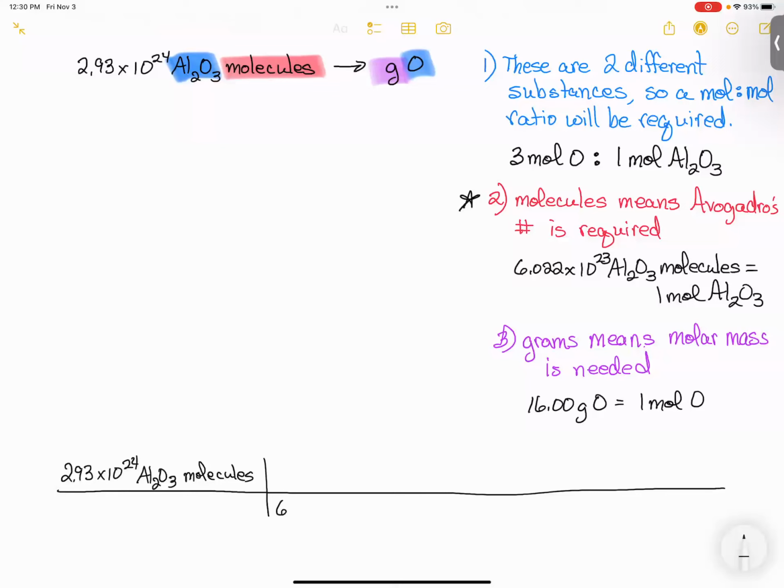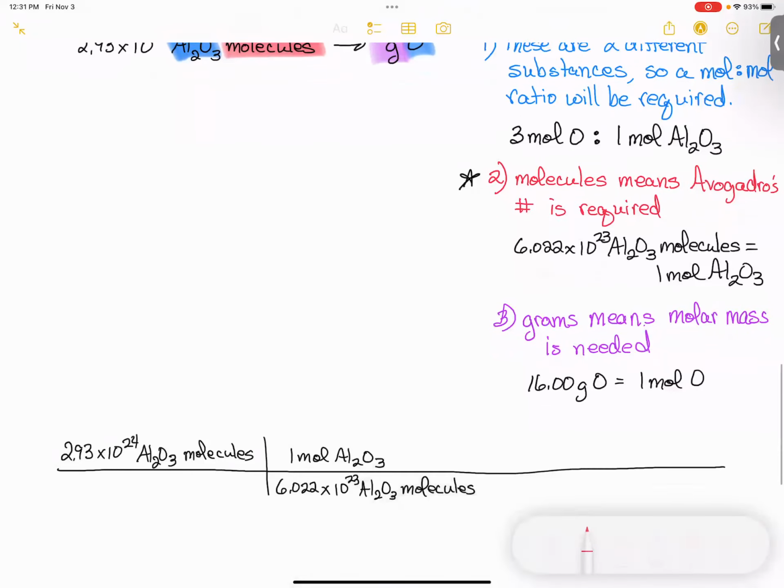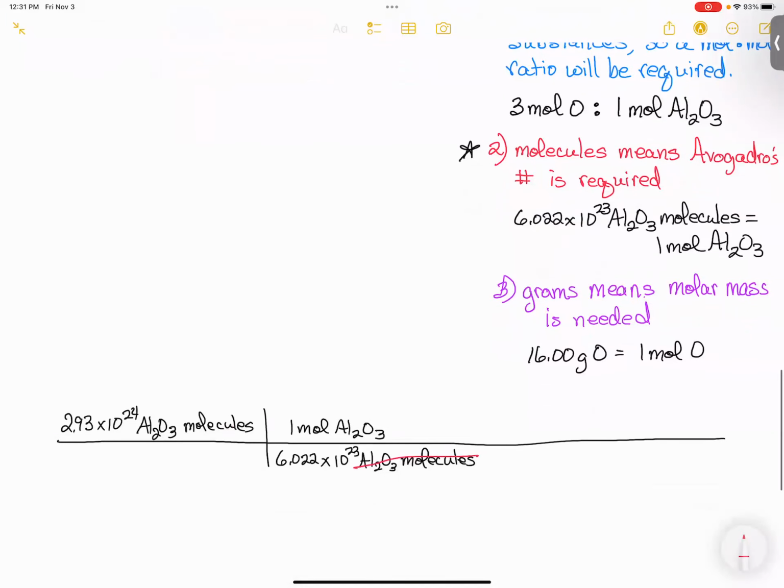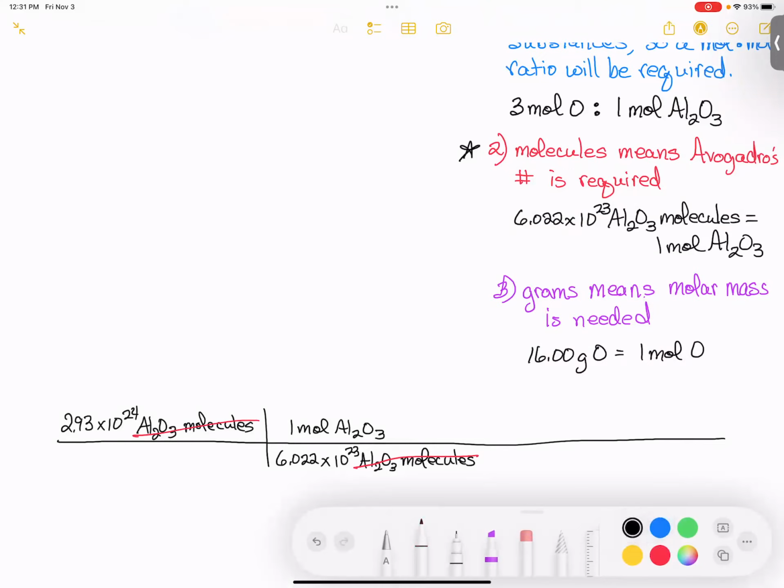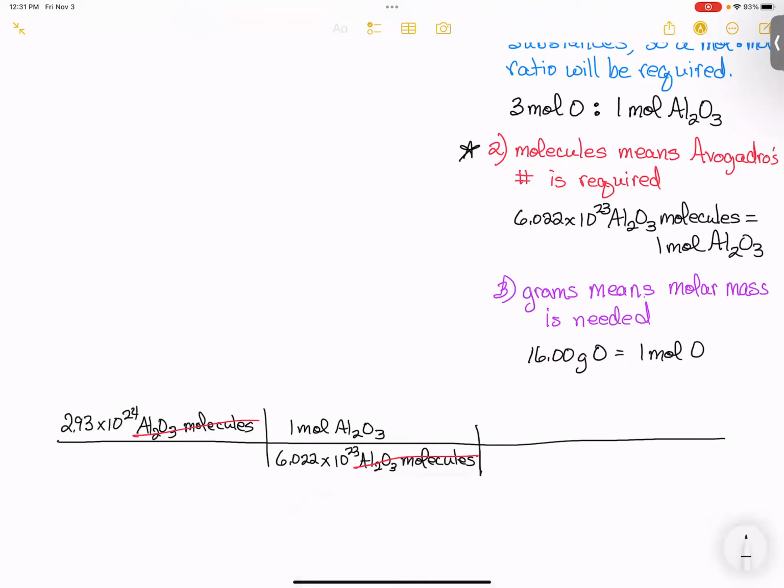Of that equality, the 6.022 times 10 to the 23rd Al2O3 molecules goes in the denominator with the 1 mole of Al2O3 in the numerator. The Al2O3 molecules had to go in the denominator so that the unit and the substance would cancel, in this case leaving you moles. But you weren't asked for moles of Al2O3, so you're not done yet.